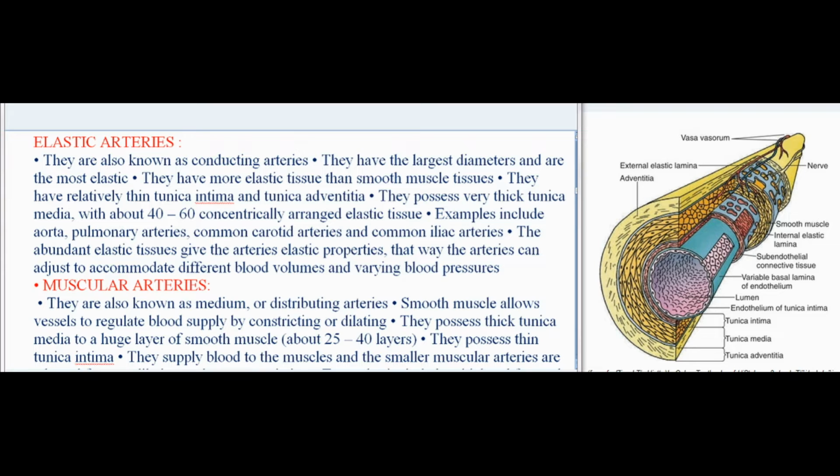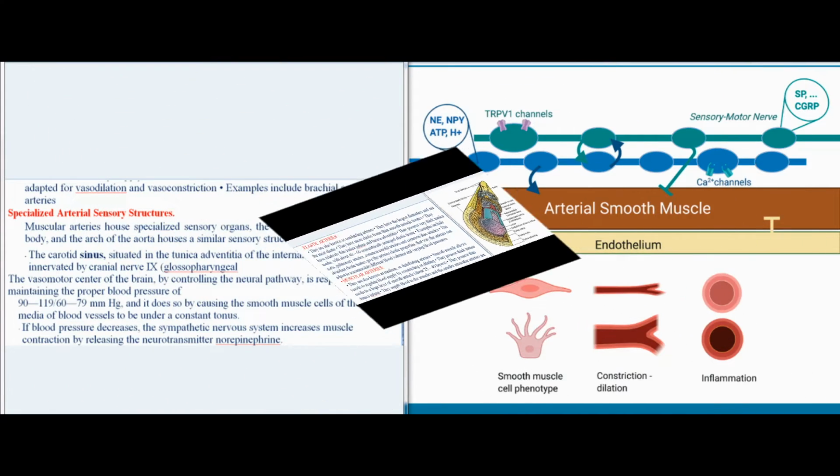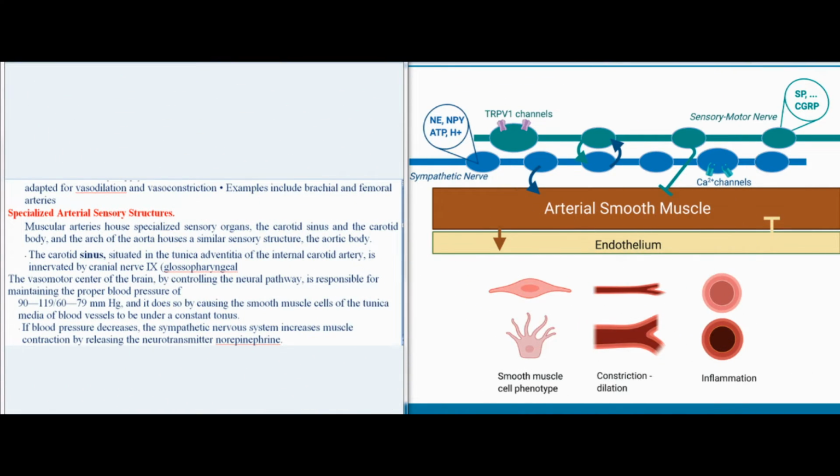Muscular arteries are also known as medium, or distributing arteries. Smooth muscle allows vessels to regulate blood supply by constricting or dilating. They possess a thick tunica media with a huge layer of smooth muscle, about 25 to 40 layers. They possess a thin tunica intima. They supply blood to the muscles, and the smaller muscular arteries are adapted for vasodilation and vasoconstriction. Examples include brachial and femoral arteries.